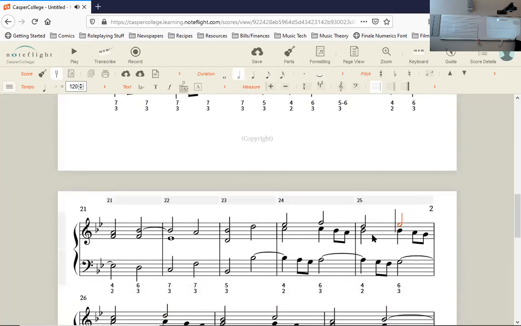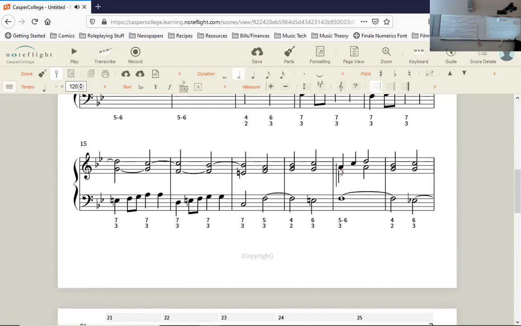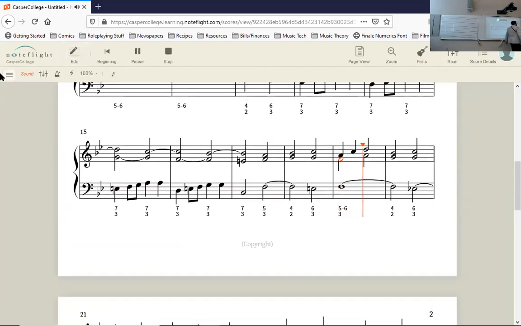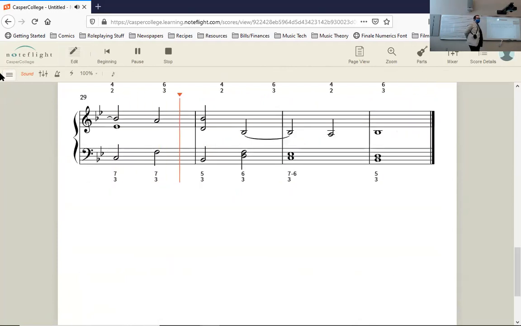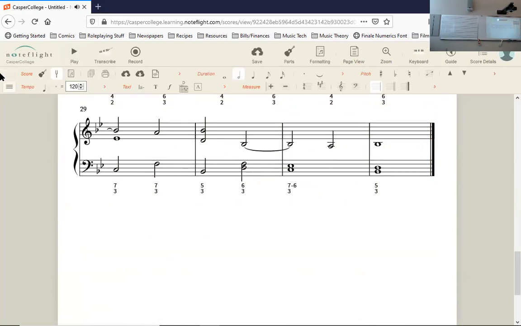Good. Let's listen from the start. Riposta is the thing that just pushed it over the edge into actual music, wasn't it?